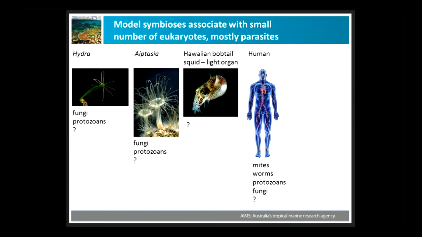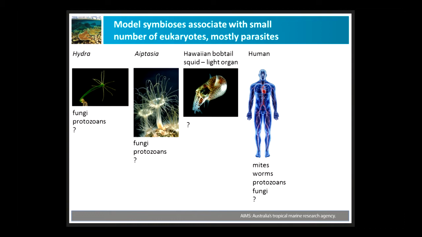Now, how does this compare to model symbioses? The key cnidarian models are, of course, the green hydra and the sea anemone Aiptasia. And they are much simpler organisms in terms of their morphology. And as far as I could find, they might associate with fungi and protozoans, but not many other eukaryotic symbionts.